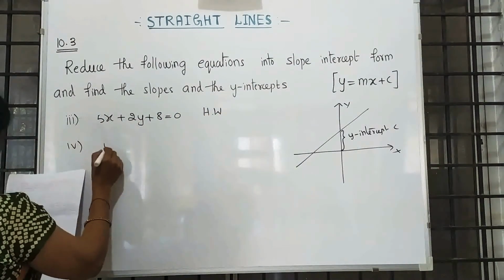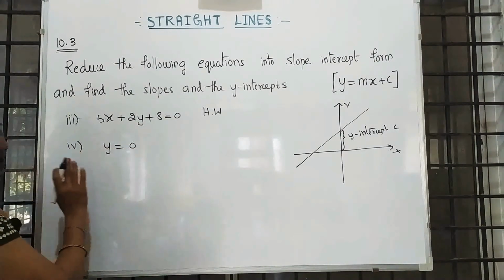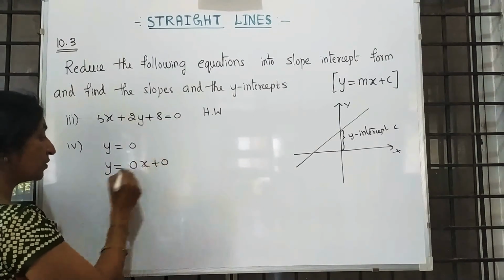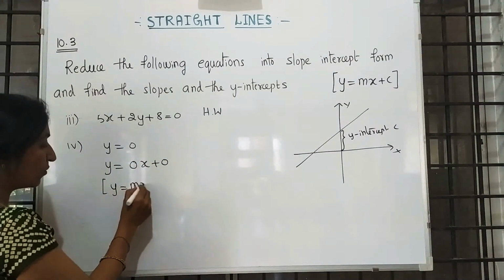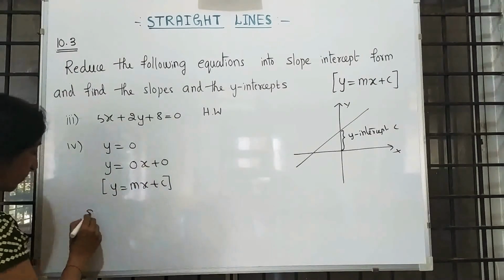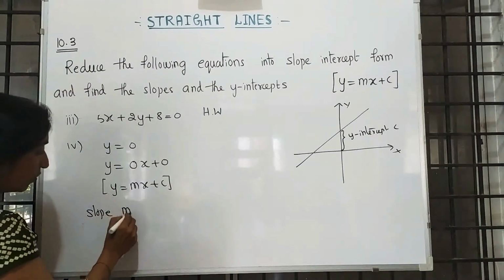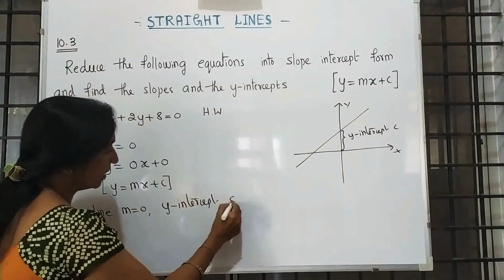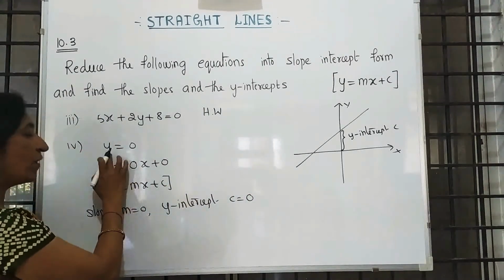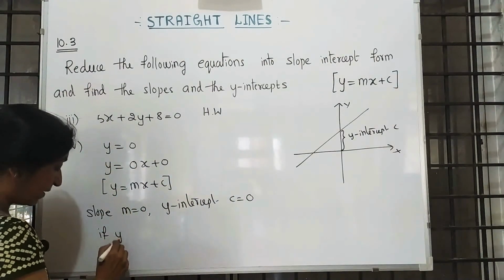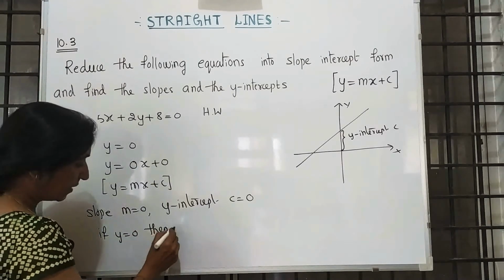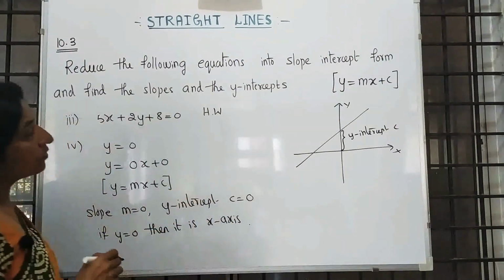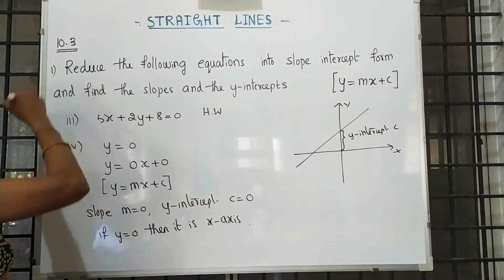Fourth one, y is equal to 0. See, y is already on the left side. This is written as y is equal to 0 into x plus 0. It is in the form of y is equal to mx plus c. Compare these two. Slope m is equal to 0 and y-intercept c is also 0. So if y is equal to 0, then it is the x-axis. Understood? So this was the first main question in 10.3.